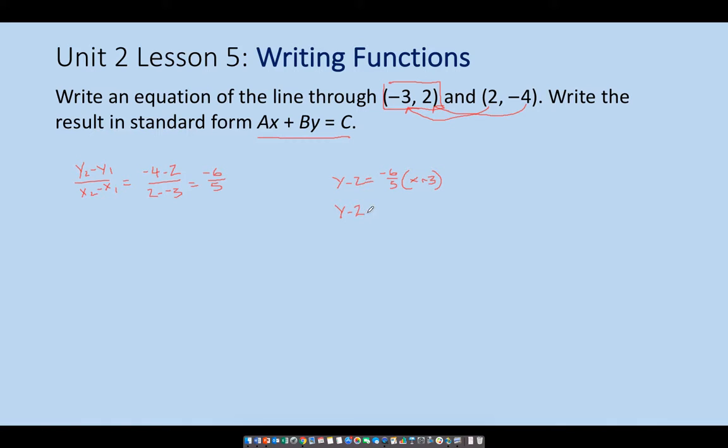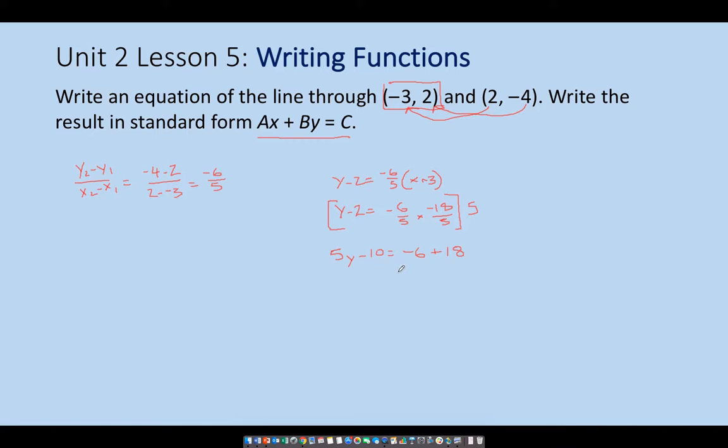So now I got y minus 2. To use the distributive property, I get a very ugly -6/5 x, and then what's this going to be? -18/5 over here. Well, I don't like those fractions. I'm going to go ahead and just take everything here, multiply through by the least common denominator, conveniently 5. That's going to leave me with 5y minus 10 equals -6x plus 18.